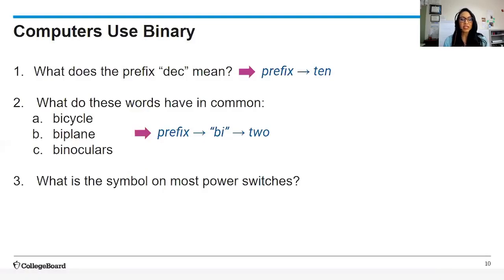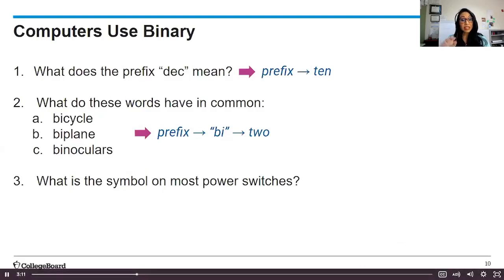So if the decimal number system has that prefix DEC, which means 10, let's try and apply that reasoning to the prefix bi and this number system called binary. How many numbers do you think the binary number system has? If you said 2, you are absolutely right. A 0 and a 1. Okay, let's look at that third question. What did y'all draw for the symbol that you normally associate with a power switch? Maybe you drew a circle with a line in it, or an almost closed circle like this with a line through it. That's interesting. We're going to come back to that in a second.